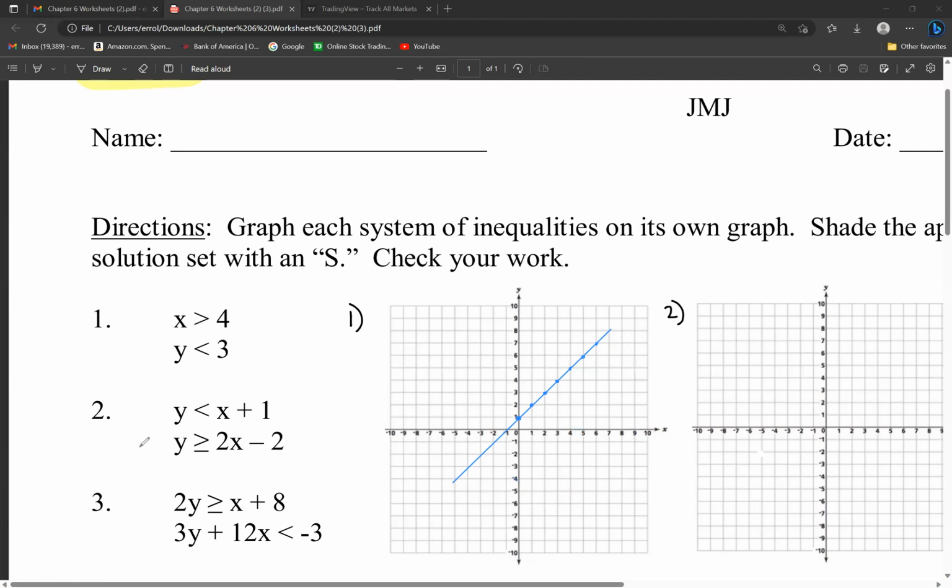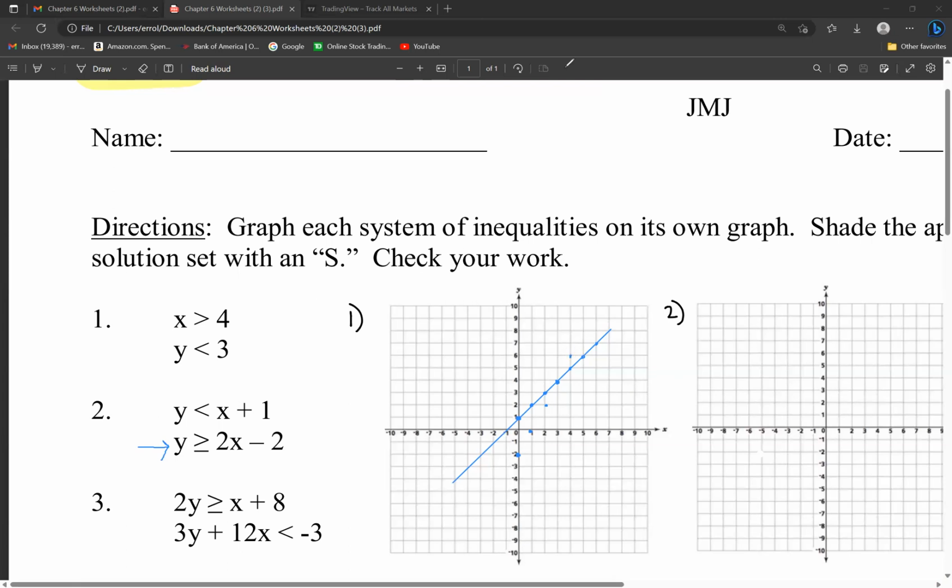Where's the first dot on this one? 0, -2. Where's the second dot on that one? Up 2 and 1 to the right. Up 2, 1 to the right. Up 2, 1 to the right.